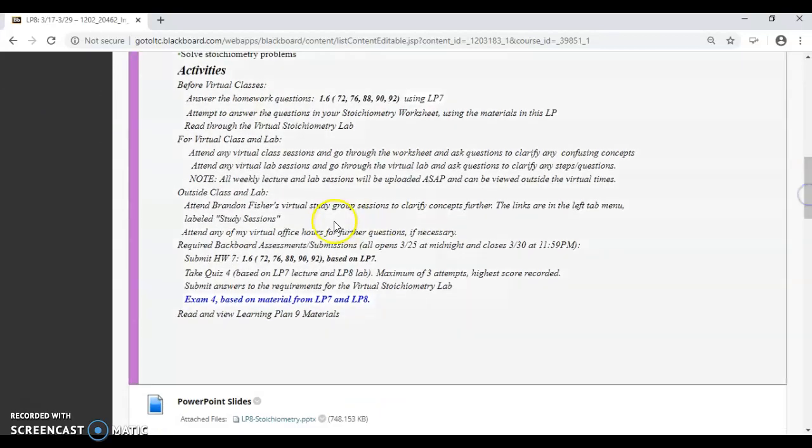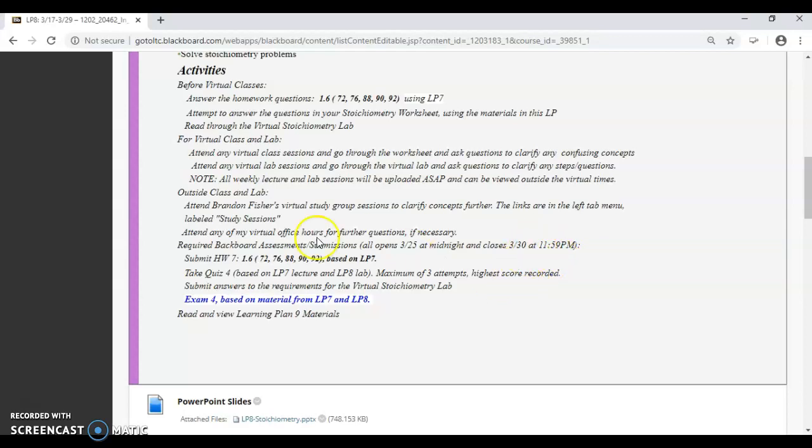And what is going to happen is, if you look at the bottom portion of the agenda for Learning Plan 8, it tells you required Blackboard assessments, and it tells you the window that it's open. So make sure that you pay attention to the window in which the actual assessments are open. So all of these assessments, homework 7, quiz 4, virtual stoichiometry lab, and exam 4 are going to be available from 3/25 through the 30th of March. And note that it ends at 11:59 p.m.